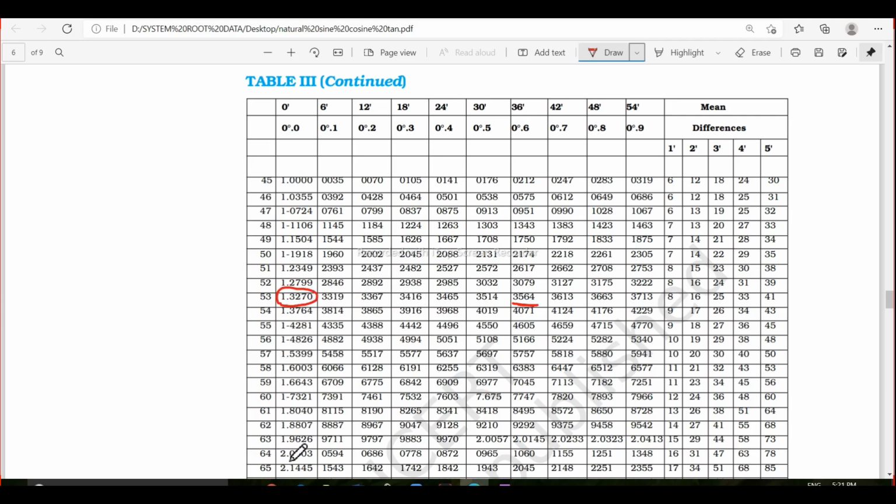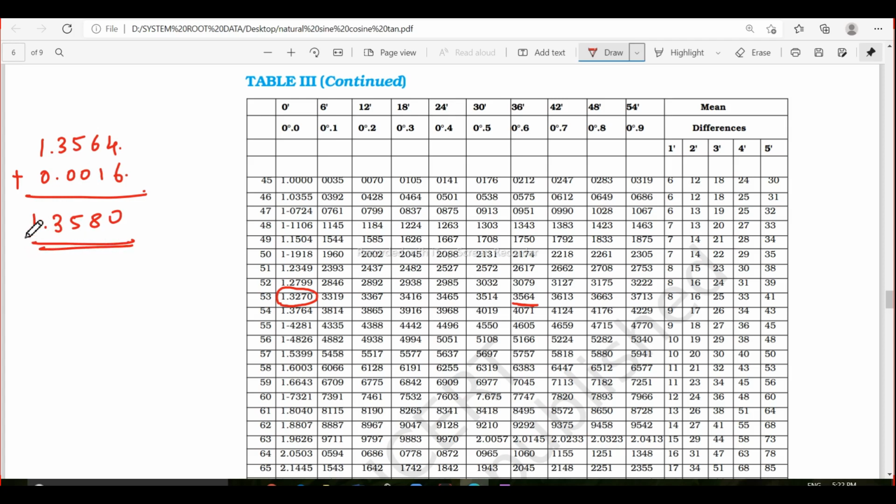See here for 64 degrees it's 2 point. So that means the entire row will have 2 point, 2 point, 2 point, right? Since we have 1 point here, this will be 1.3564. Now we have used 36 minutes and we need 38 minutes, so mean difference of 2 and it is 16, so we'll add 0.0016. Now when we add, we get 1.3580.